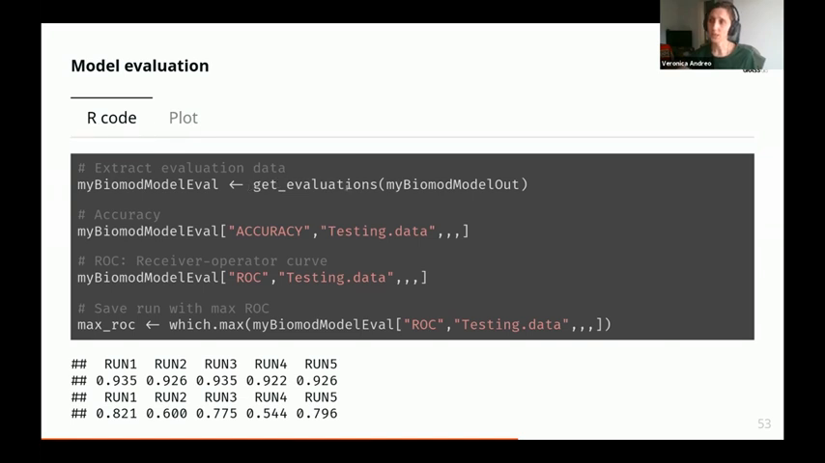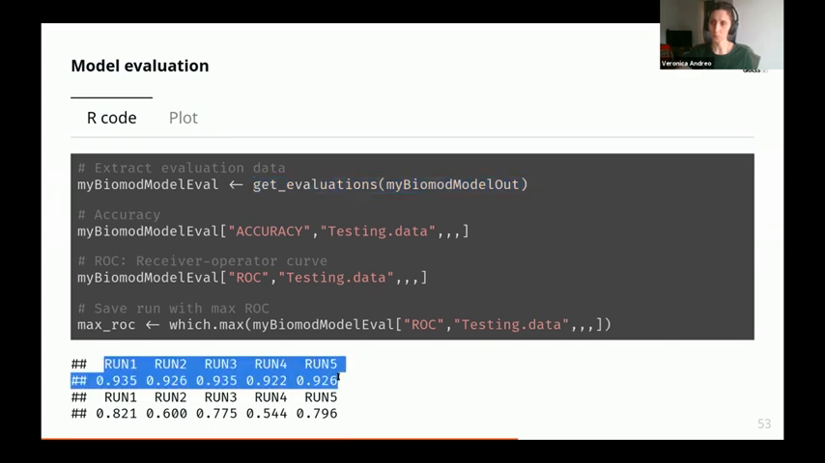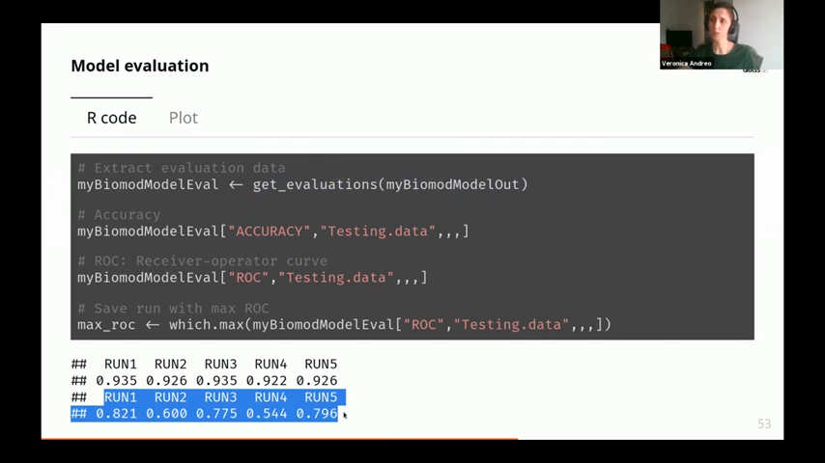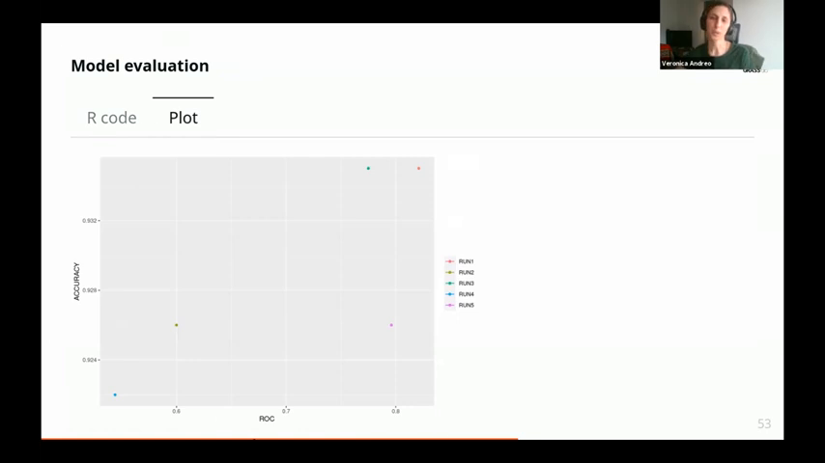We get the evaluations from the output of the model, and we can print it here. So this will be the accuracy, and this will be the area under the ROC curve. Okay, not so fascinating values indeed. And we can also plot them, area under the ROC curve versus accuracy, and we get the maximum of both.